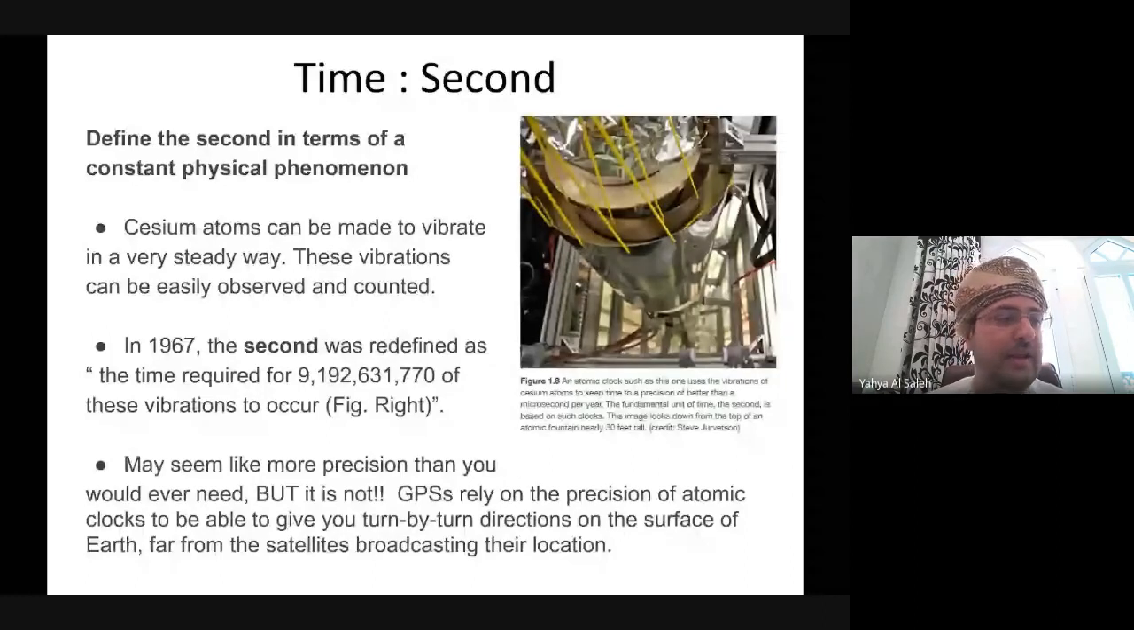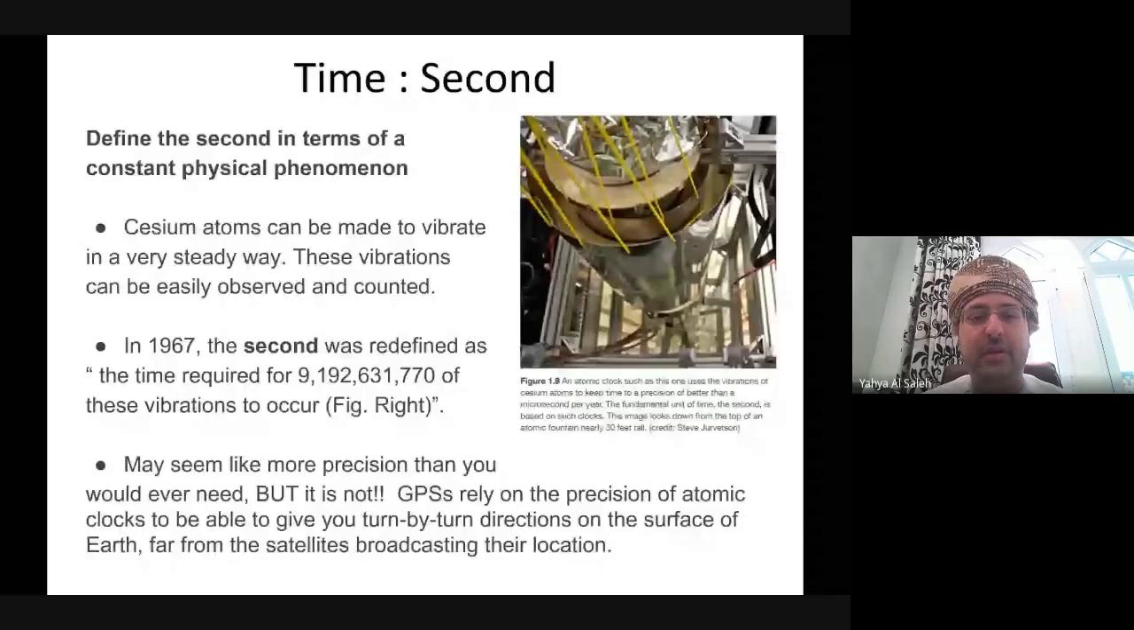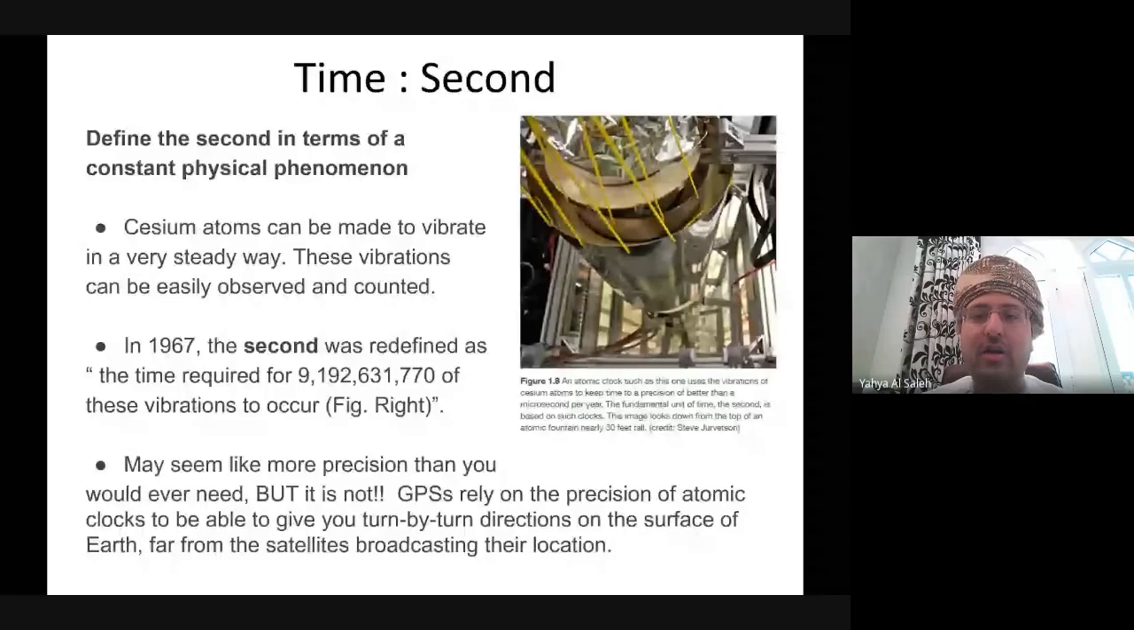Right? Now, the GPS satellites rely on these exact precision atomic clocks to be able to give us this turn-by-turn direction, especially when we drive. Turn right, turn left. In 200 meters, please turn left. Okay? How does it know? It relies on these very, very accurate clocks. And even if these clocks are a tiny, tiny fraction of a second off, the overall effect would usually be catastrophic. Sometimes tens, hundreds of meters.